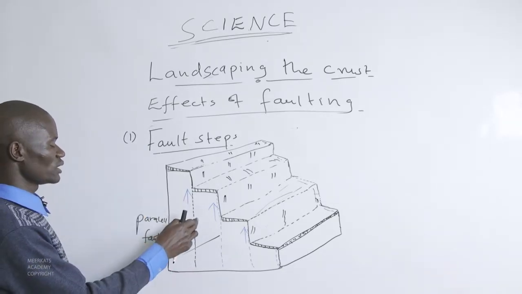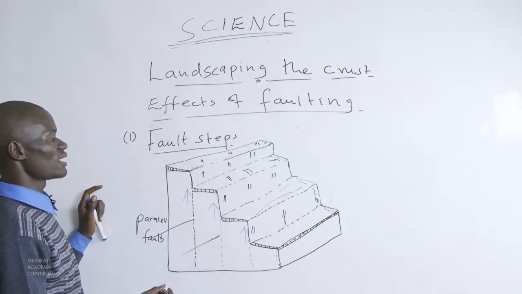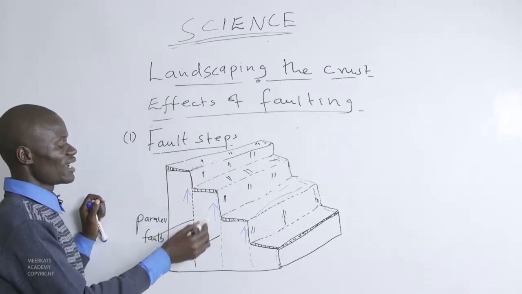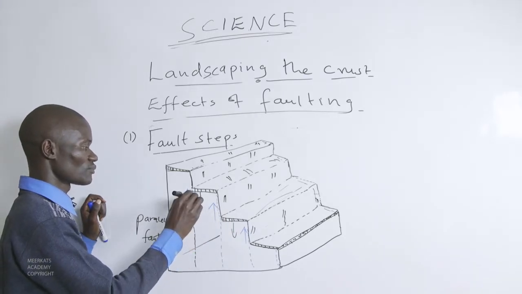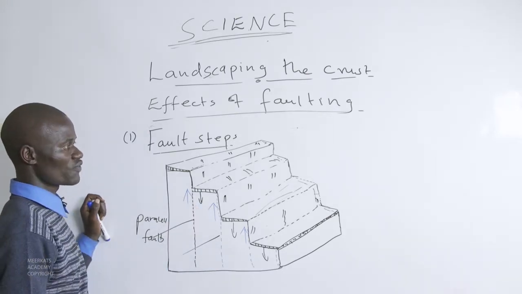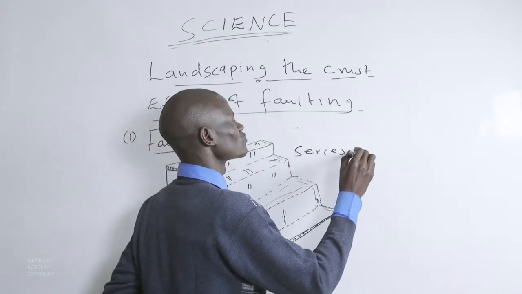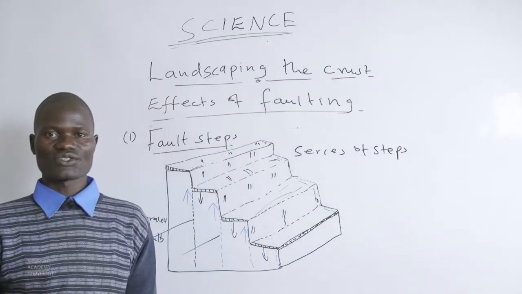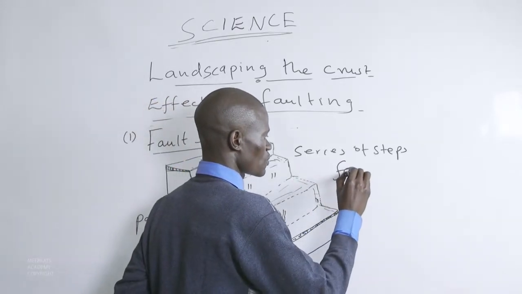Therefore, sometimes the parallel faults may occur within the earth crust, causing this block of land to sink, and eventually, within a given period, it also caused this one to sink. As a result of that, it produced a series of steps. This series of steps is what we refer to as the fault steps.